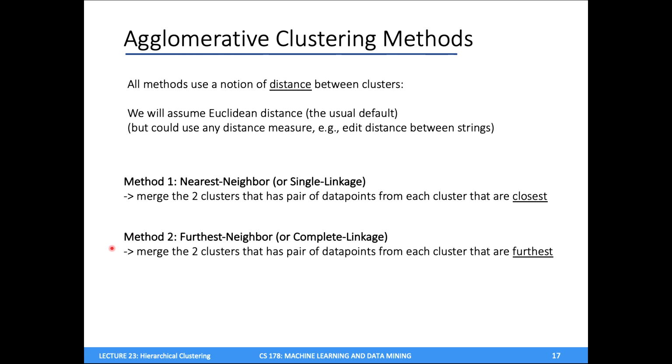The second way I can define a distance between two clusters is to define their distance to be the distance between the maximally far away pair of points in those clusters. And the third method we can look at is the average, where we look at the distance between the centroids of these clusters.